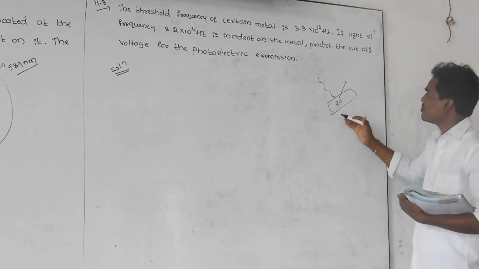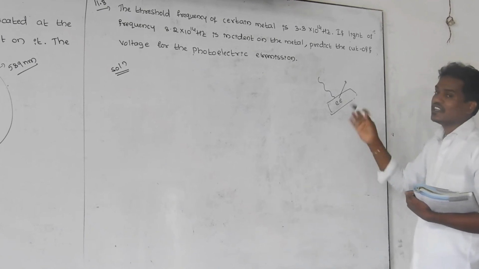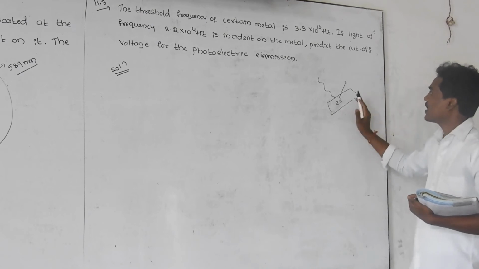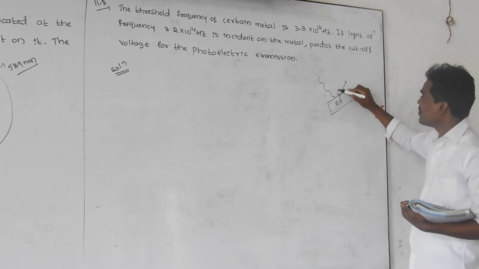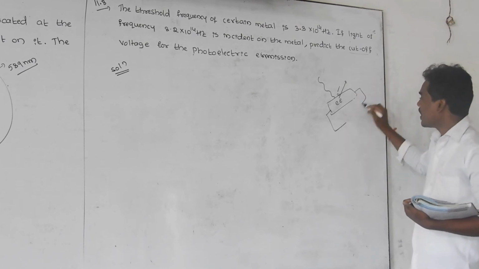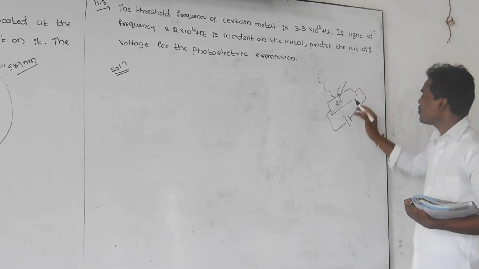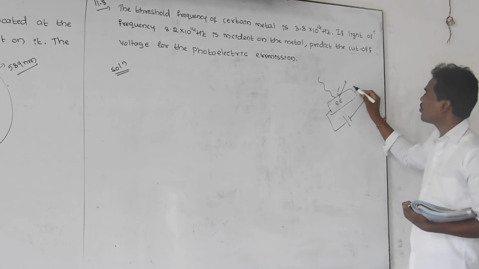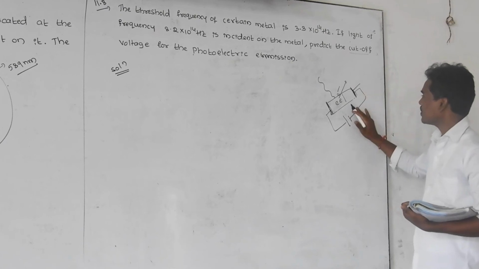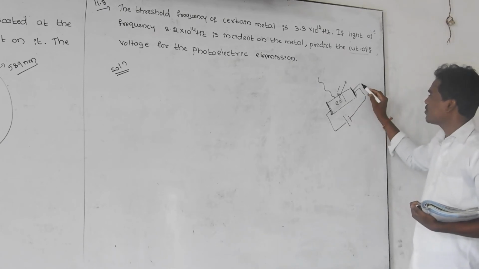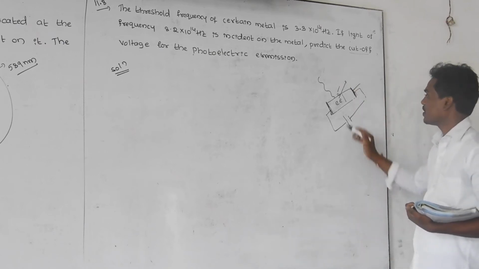But after the electron is emitted from the metal surface, what is the negative potential you have to apply in order to stop the emission of the electron? What is the meaning of cutoff voltage here? Let us consider the electron is emitting from the surface of the metal. In order to stop this emission, what negative potential do you have to apply to the anode plate? Let us consider this is the cathode and this is the anode, and you have to apply some negative potential to the anode plate. For what reason? In order to stop the ejection of electrons from the surface of the metal.